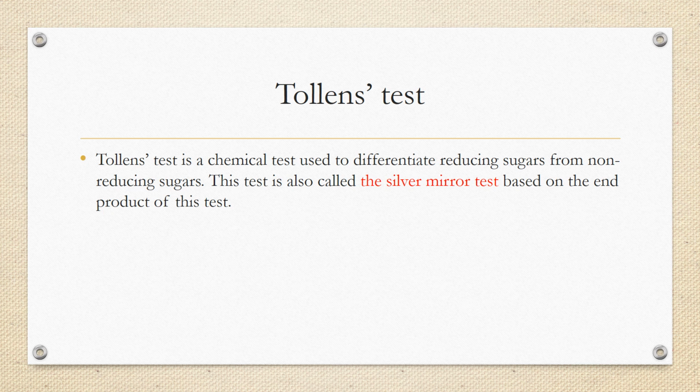This test is also called the silver mirror test because the basis of the positive result of the test is the appearance of a silver mirror at the end of the test. The result will be positive if the silver mirror is present. So this test is called the silver mirror test.